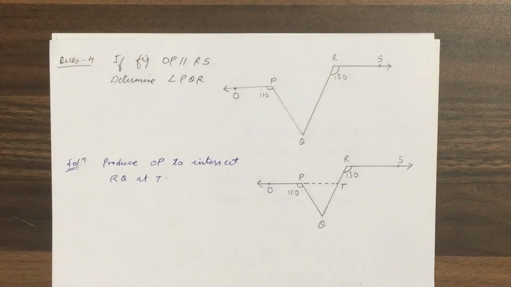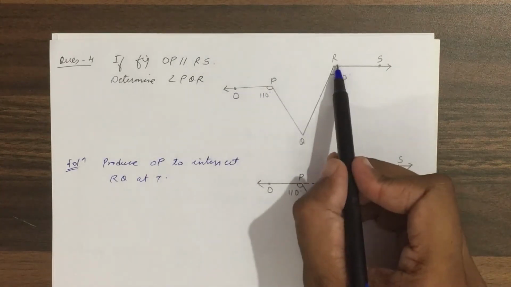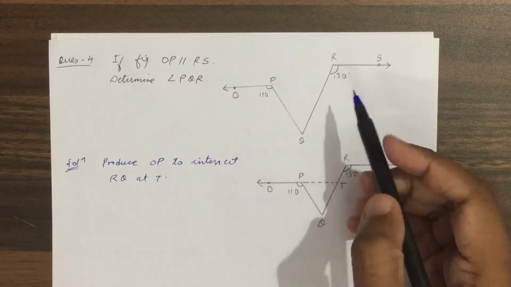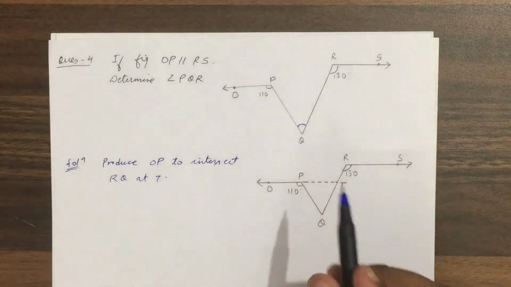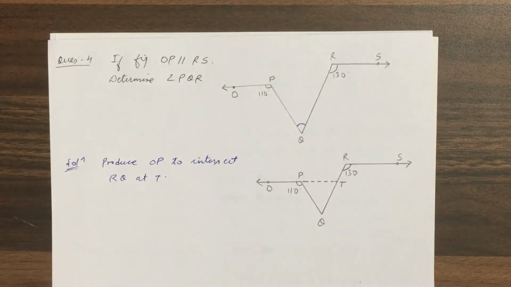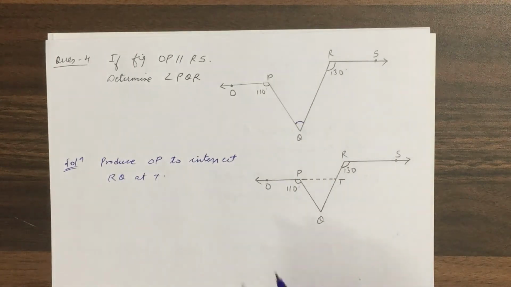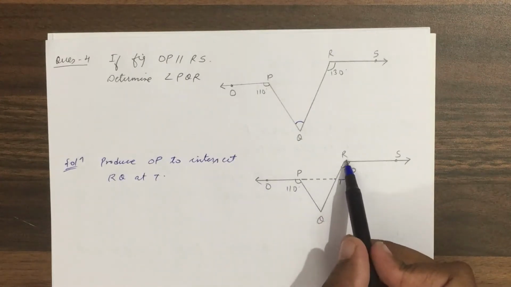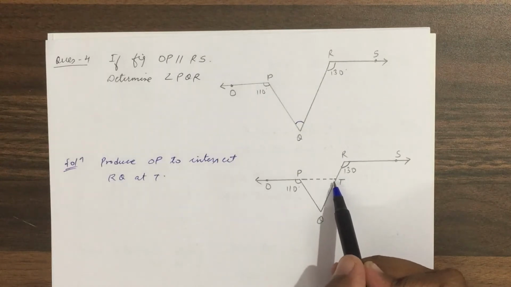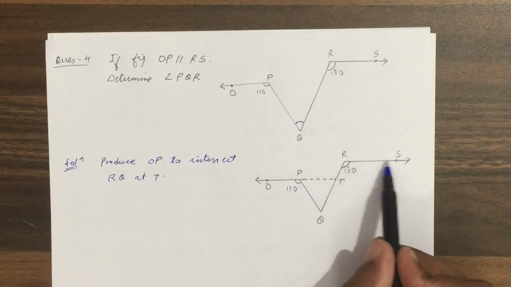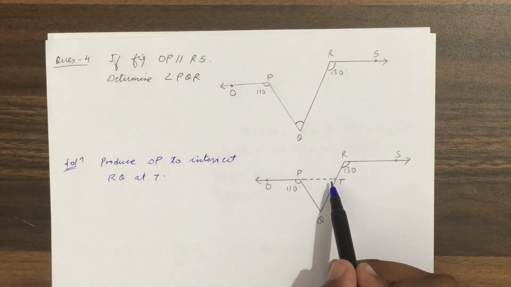Look at the question. If in the figure OP is parallel to RS, this OP is parallel to RS, and you have to find the angle PQR. Angle PQR. This angle you have to find. Okay. Now this angle is given to you as 110 and this is given to you as 130. Okay. Now what you will do? You will extend this line such that it intersects RQ at T. Okay. So this OP is parallel to RS, so we can say that OT will be parallel to RS because this is the extension. Okay.